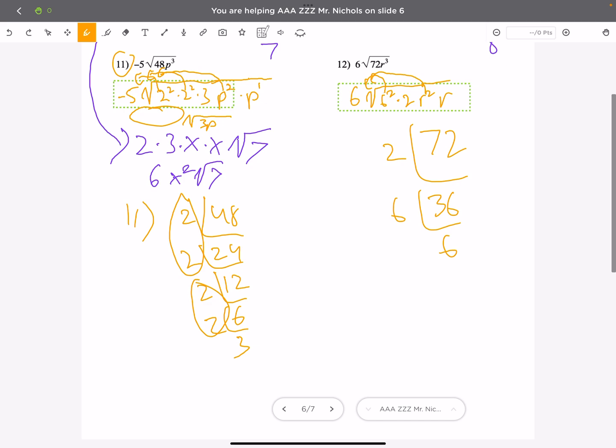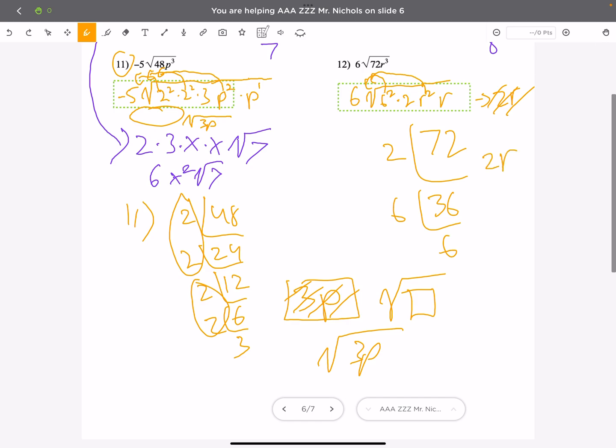Now with both of these, you need to be really careful. If you're getting a lot of wrong answers, so for example, this 3p for problem 11, I would write 3p, highlight it in Classkick, and then hit the square root button, and it'll actually give you the square root around the 3p. Same thing here, we're going to be left with 2r. Highlight the 2r, hit that square root button, and then it'll show you 2r under a square root, and then you can click over and add whatever needs to go in front of the square root. So that'll help you get to the correct answer.